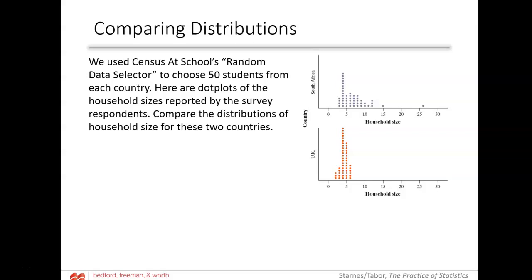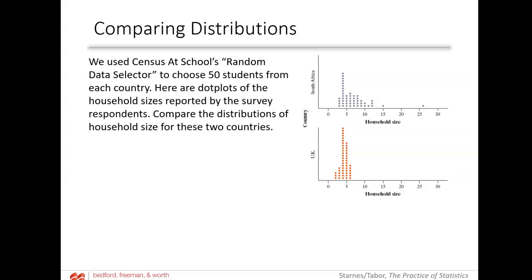So comparing distributions, we're still on day one's lesson. Let's look at these 2 dot plots. They're kind of stacked on each other. What do we got here? Census at schools, random data selector. That must be a thing. I don't know. They keep referencing it.